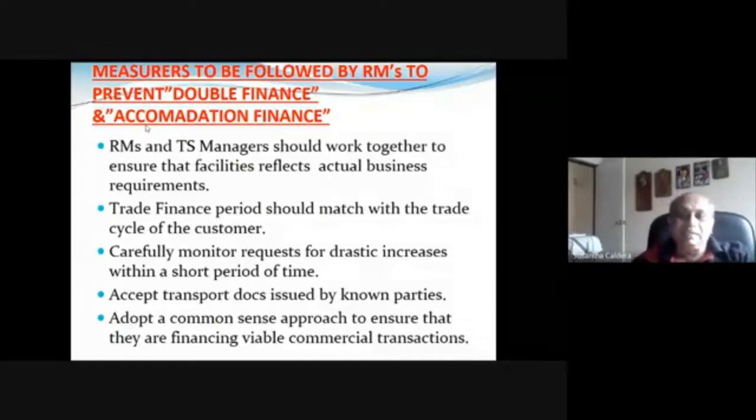Right? RMs or relationship managers of credit and trade services managers should work together to ensure that facilities reflect actual business requirements.